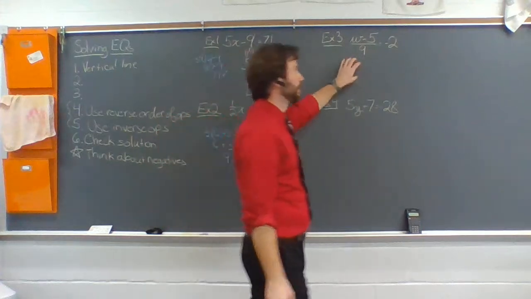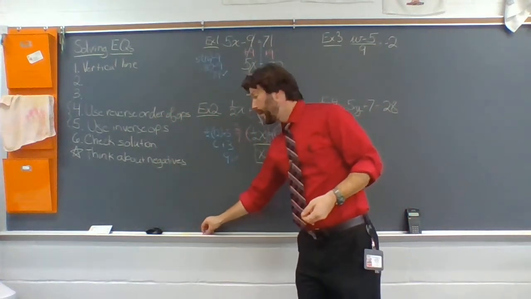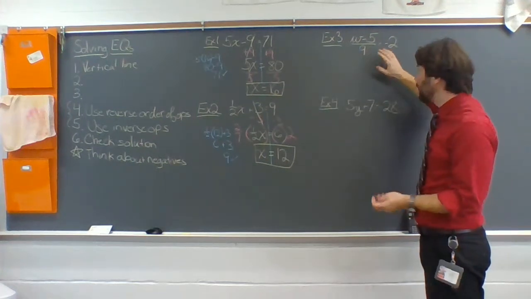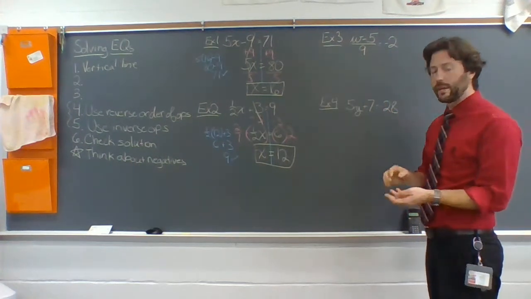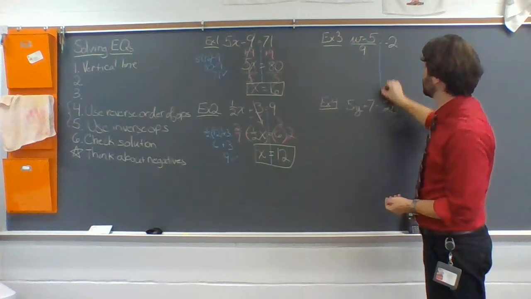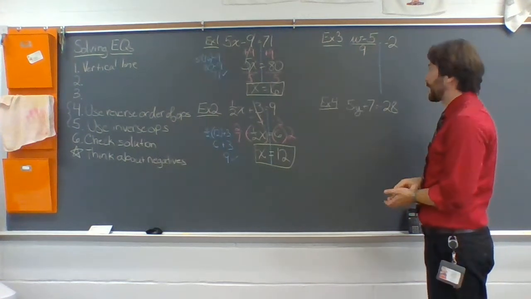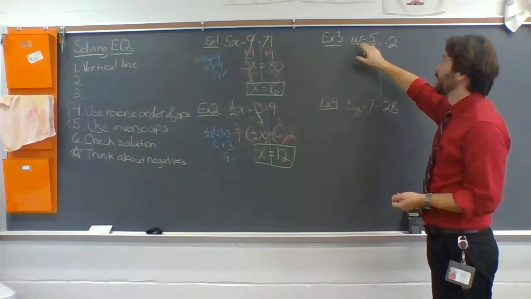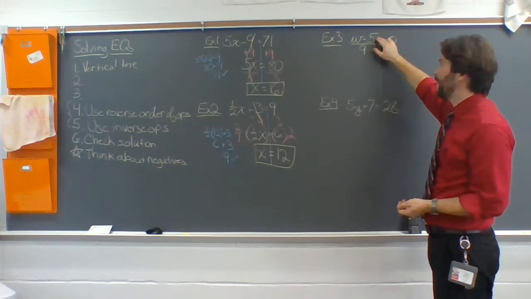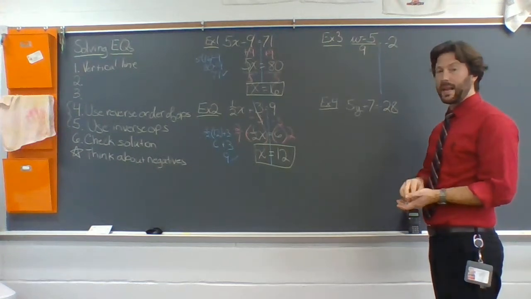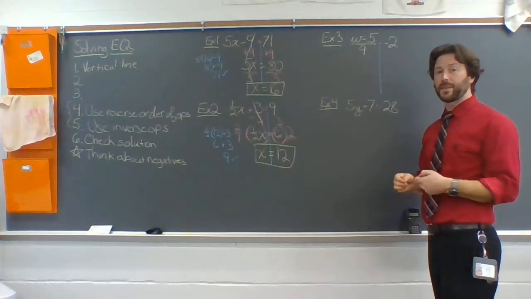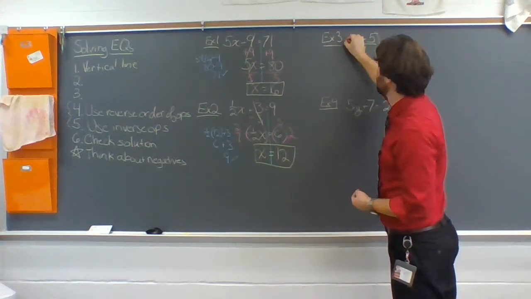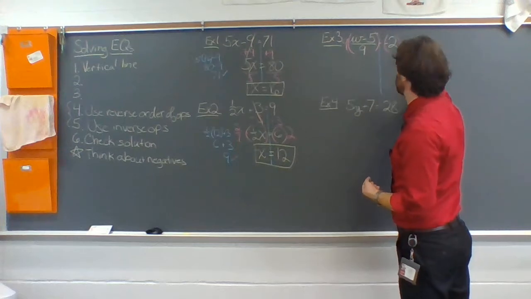Okay, now let's take a look at some other ones. Now, it's no different what we're really going to do. Okay, the equation looks a little bit different, but what we do is no different at all. So first off, vertical line. Next up, reverse order of operations, inverse operations. So that w is being subtracted by 5, and then they're dividing by that 9. So we're going to do the opposite. The last thing they did was divide by 9. The first thing we're going to do is multiply both sides by 9.